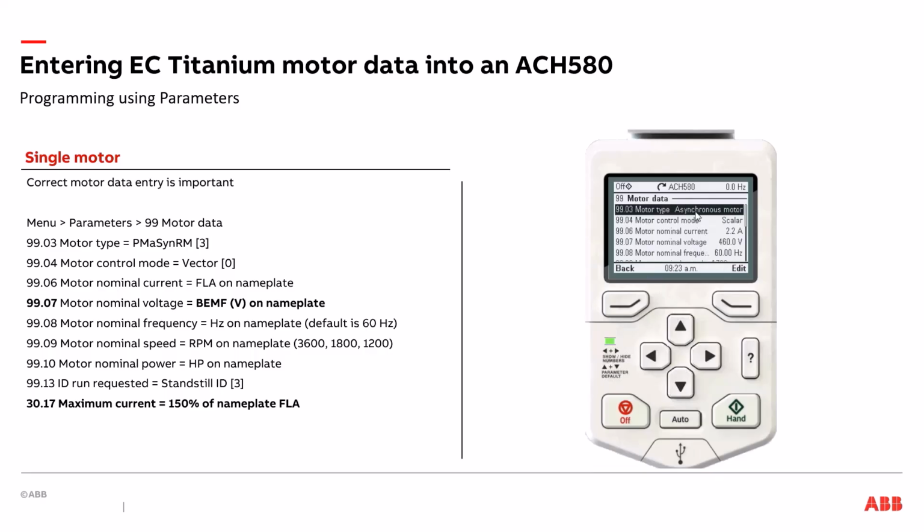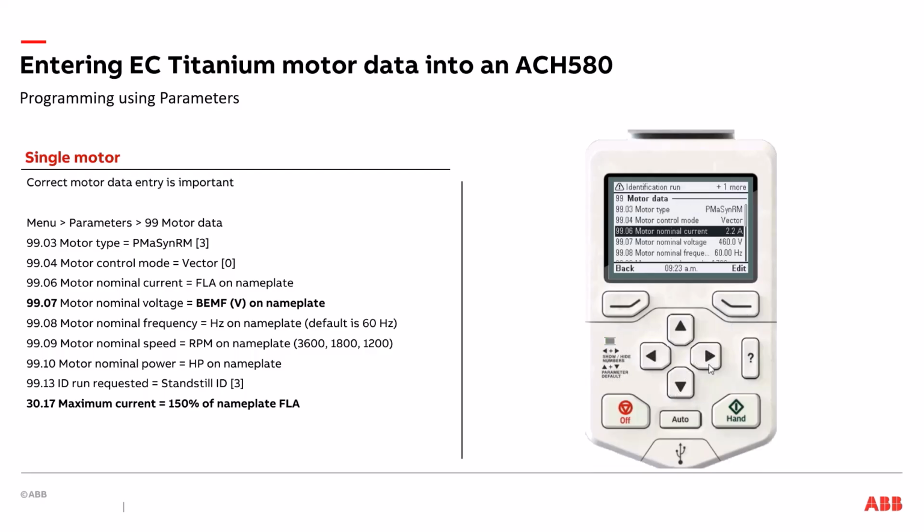So first we have to adjust the type of motor. Asynchronous is the same as an induction motor, which is not the type of motor we have. We have an EC Titanium. Now in this list, EC Titanium is the same as option 3 here, PM Syn RM. And here we're just going to hit Hide. Now for parameter 9904, we're going to select vector control mode, not scalar.